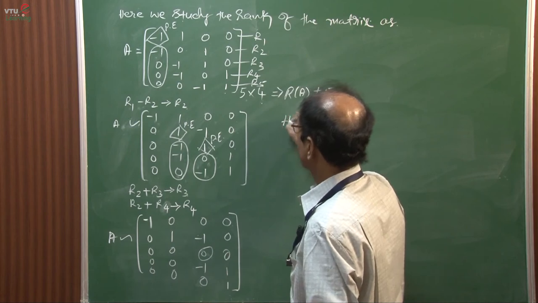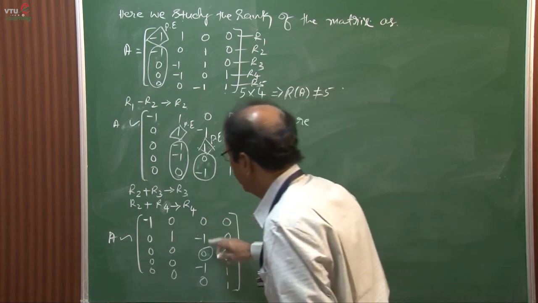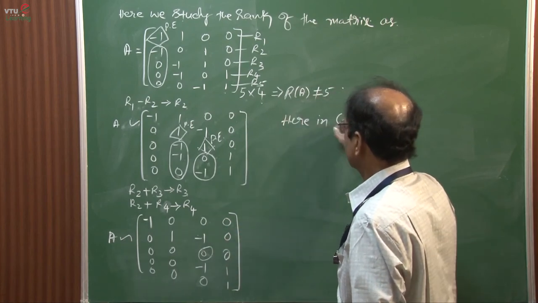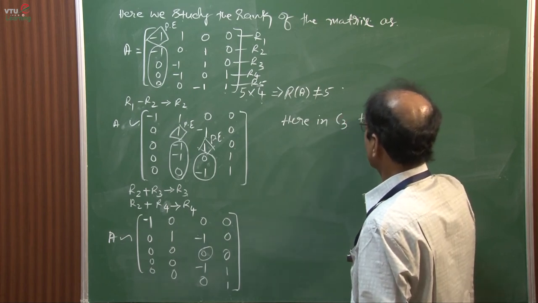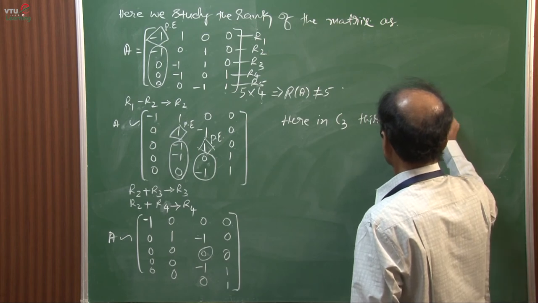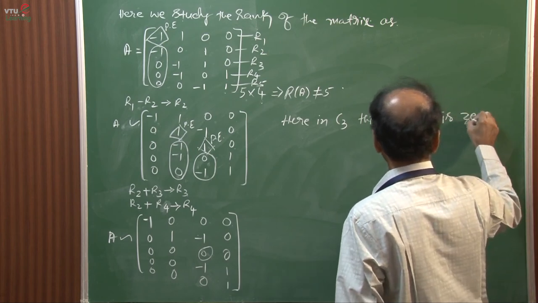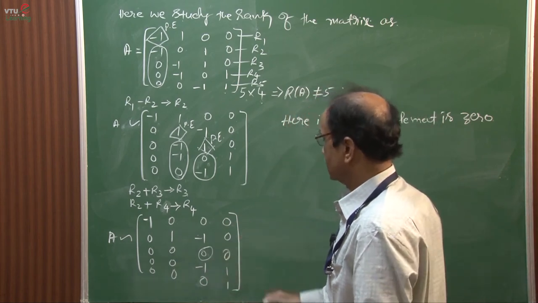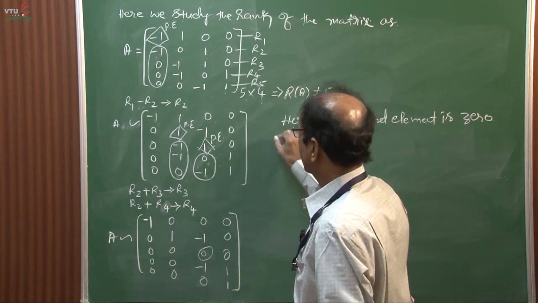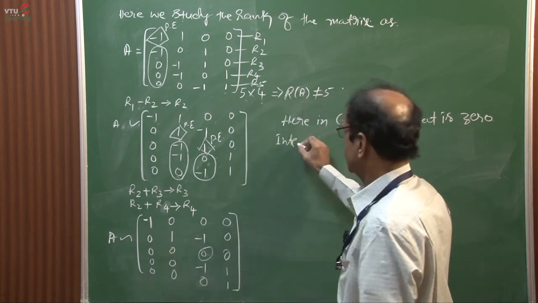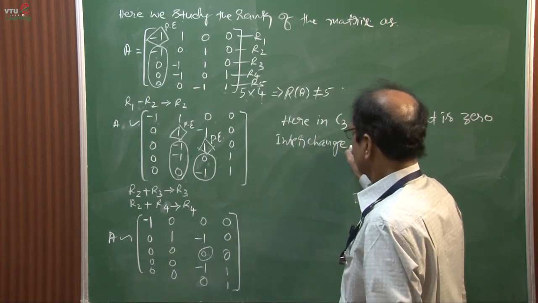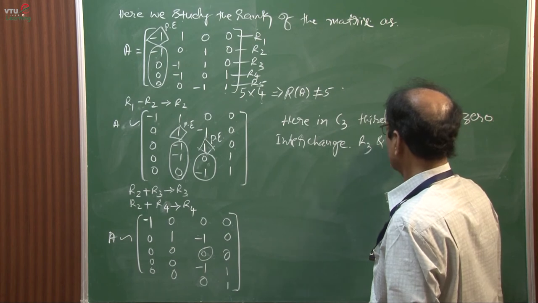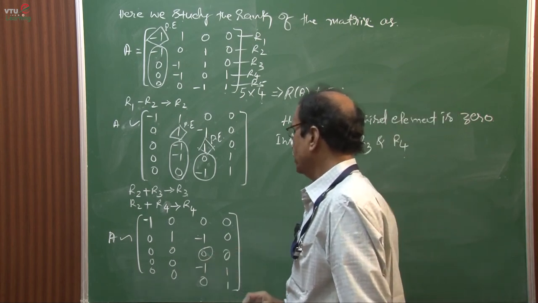So by that, here in column number 3, that is in C3, the third element is 0. So that should be a non-zero number. So non-zero number means we can interchange this with the previous one. Therefore, interchange which rows? That is row number 3 and row number 4. Okay, R3 and R4.